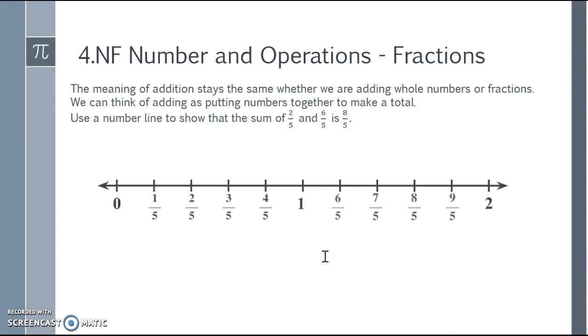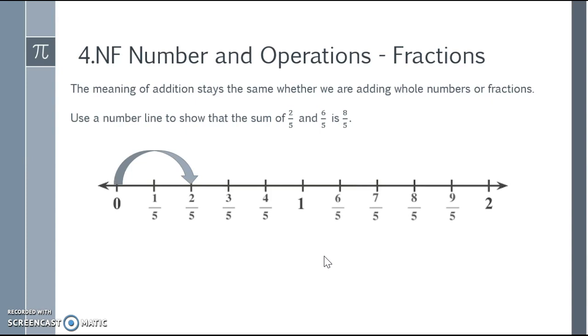I have my number line here and it's broken down into copies of 1/5. And we'll start with 2 copies of 1/5. So we start at 0 and I go to 2/5. Well, I need to count 6 copies of 1/5 more. So I need 1, 2, 3, 4, 5, 6 copies of 1/5 more. So altogether we arrive at 8 copies of 1/5.